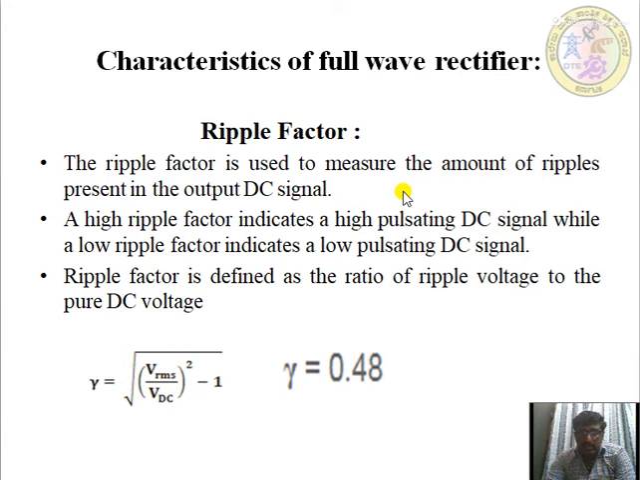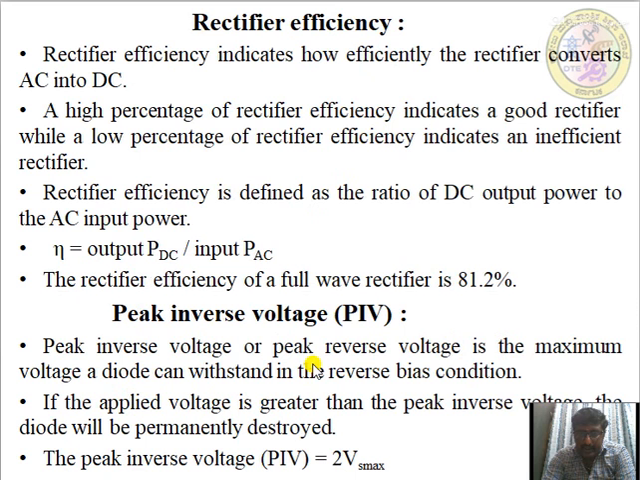Okay, now we will go through the characteristics of the full wave rectifier. The ripple factor is used to measure the amount of ripple present in the output DC signal. The ripple factor is defined as the ratio of ripple voltage to the pure DC voltage, and it is given by gamma equal to the square root of (Vrms by Vdc) whole square minus 1, and its standard value is gamma equal to 0.48.